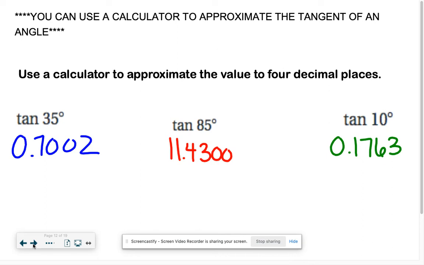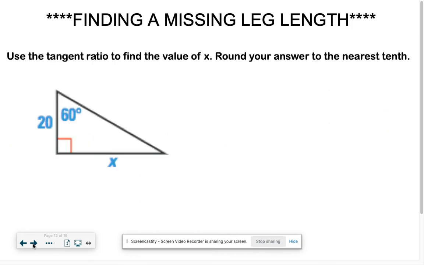We're going to use this ratio to help us find a missing side in our triangle, okay? So the process starts off the same way. You have to mark the angle they give us. Do you guys see how we're only given this angle here? So that's our reference angle. So mark it like this.